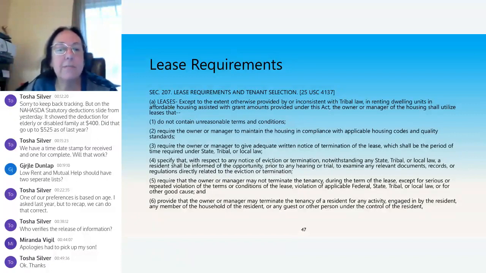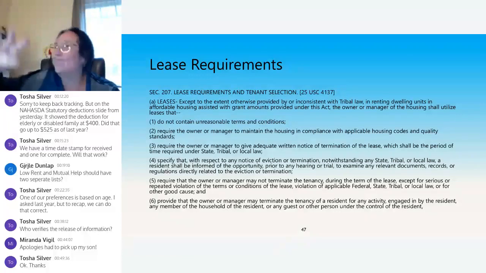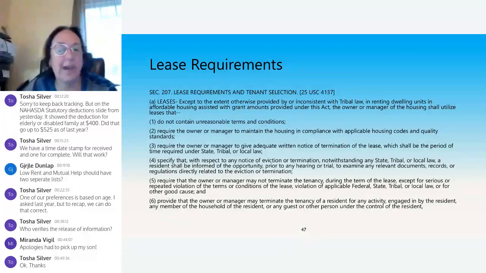We have a time and date stamp for received and one for complete. Will that work? Perhaps, as long as you finagle it to show that. Low rent mutual help should have two separate lists. Yes, unless they're two different programs. One is a home ownership program, and the other one is a low rent program.